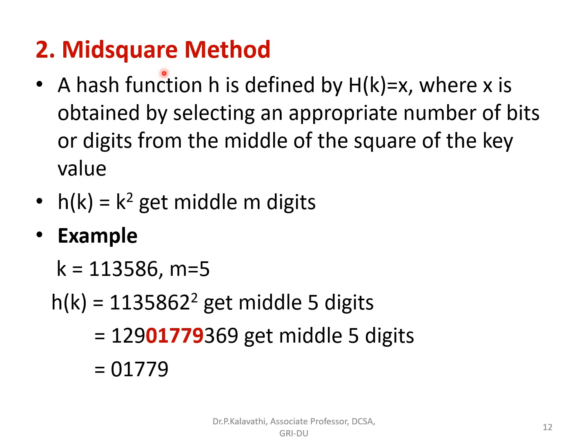The second commonly used hashing technique is the mid-square method. In this method, the key value is squared and the index is taken from the squared value. Some m digits can be taken as an index from the squared value. For example, if k is this number and m equals 5, we have to square the k value to get the middle 5 digits as an index. And this is the squared value and the middle 5 digits of this square number are 01779, and that will be taken as the index value.